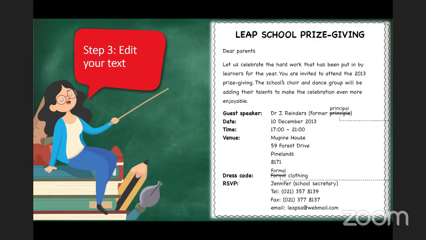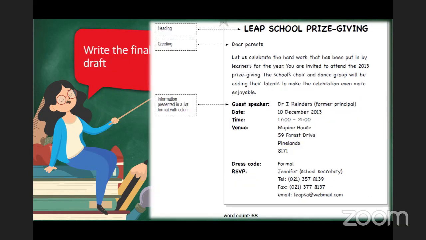Then we see our final draft there. So it reads LIP school prize giving. That's the heading. We've got the greeting. And then just a small paragraph to say what the invitation is about. Then we've got information presented in a list format with a column. As you can see, we've got the guest speaker, date, time, venue, dress code, if you wish, and then RSVP.